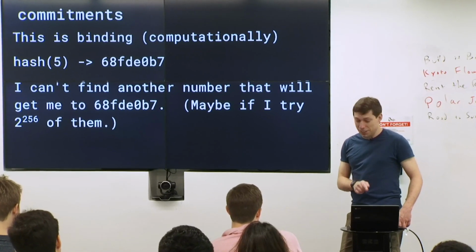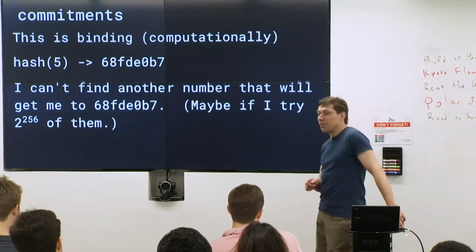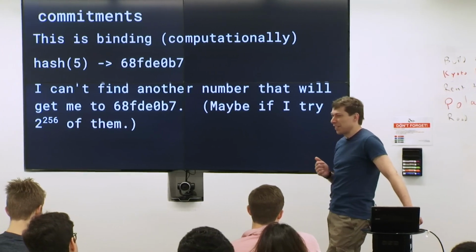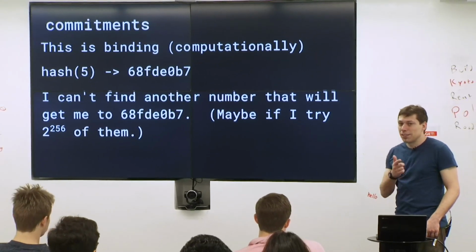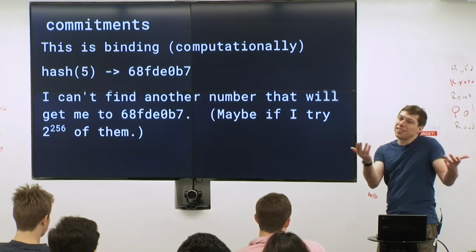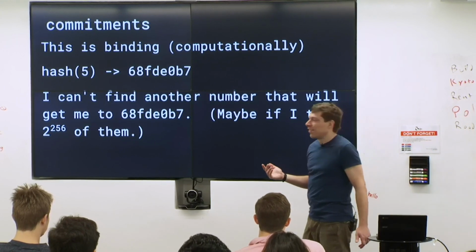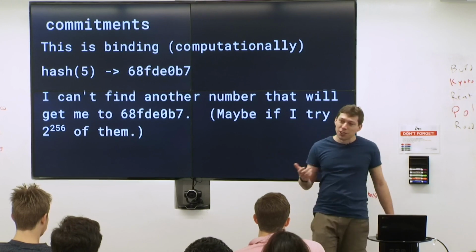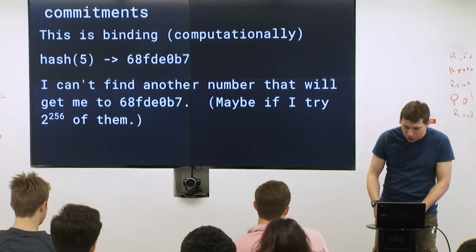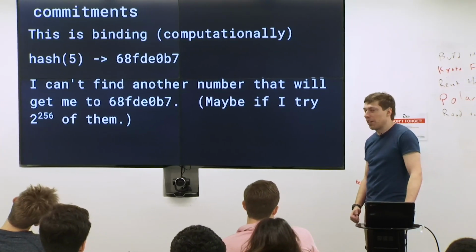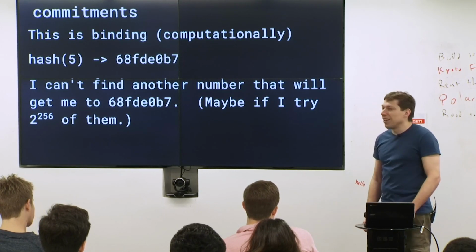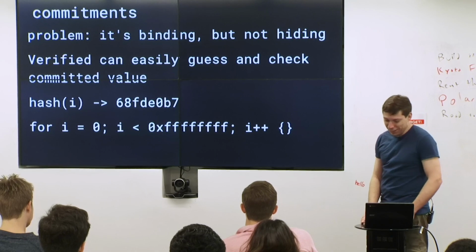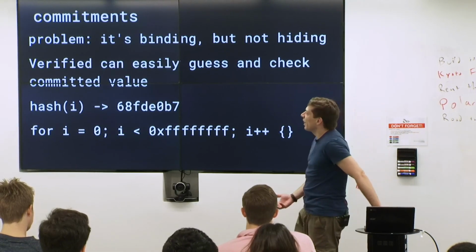Before we even get there, that's in like 5 or 6 slides, this doesn't satisfy something else we would want. Yeah, 5 is a common number. This is easy to guess. If I'm committing to the number of pizzas I'm ordering at my party, and everyone's wondering how many pizzas I'm going to order, well, they just try things, right? It's binding, but it's not hiding.